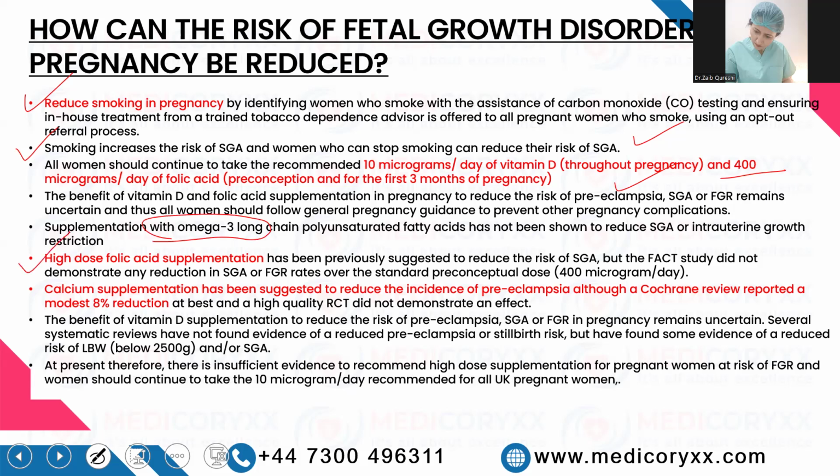High dose folic acid has previously been suggested to reduce the risk of SGA, but a long study was done on these women. They said it's a good idea to just use the standard preconception dose, which is 400 micrograms per day. Then calcium supplementation has been suggested to reduce the incidence of preeclampsia, although a Cochrane review reported a modest, almost 8% reduction. I mean, even if it is 1%, it is good.